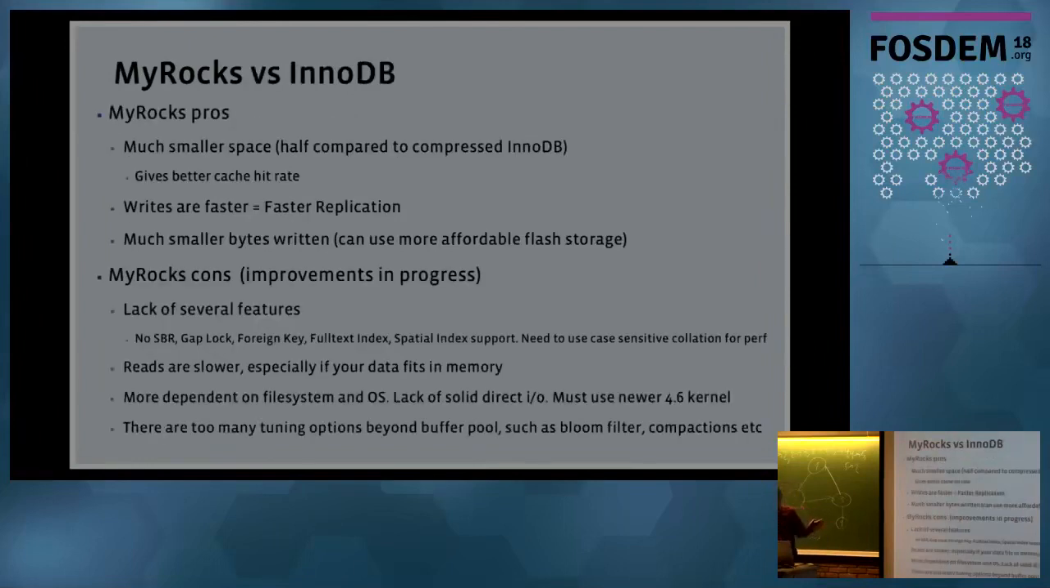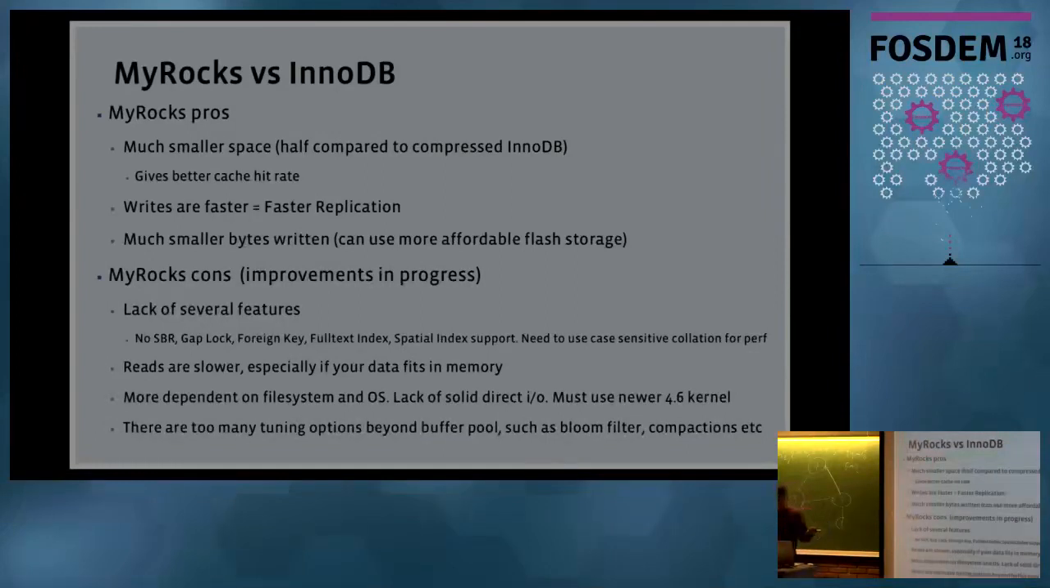MyRocks versus InnoDB: there are several advantages and disadvantages, so let me go through several points. One biggest advantage of MyRocks is the smaller space. From our production environments, it's basically around half compared to compressed InnoDB. Most of our InnoDB deployments use compressed InnoDB, and for almost all deployments we have seen about half. If you are comparing with the regular, compact, non-compressed InnoDB format, you can save even more, like 3x or 4x smaller space. And it also gives a better cache hit rate because its space could be half.